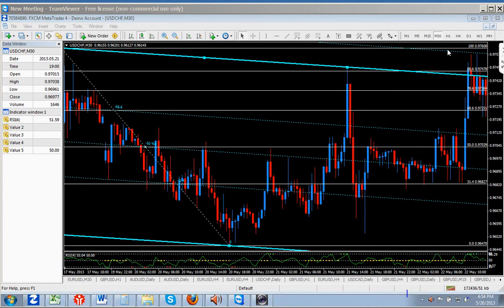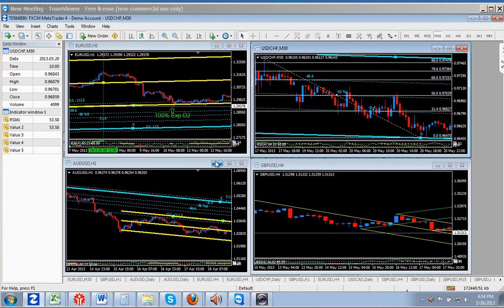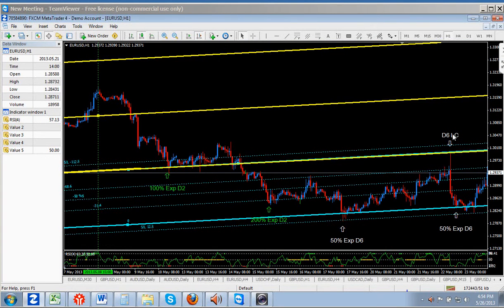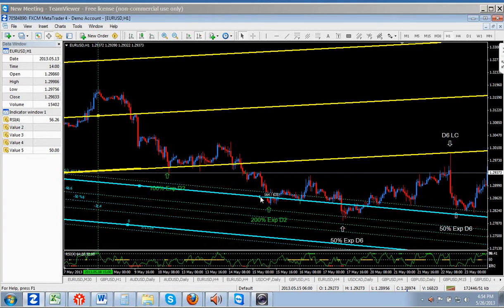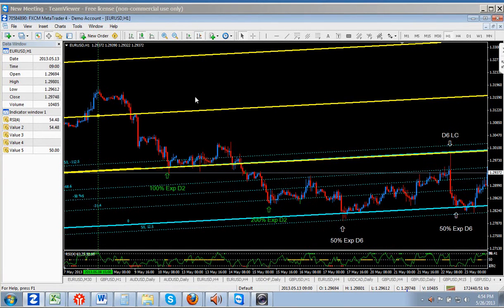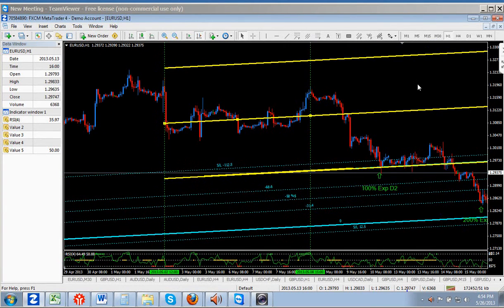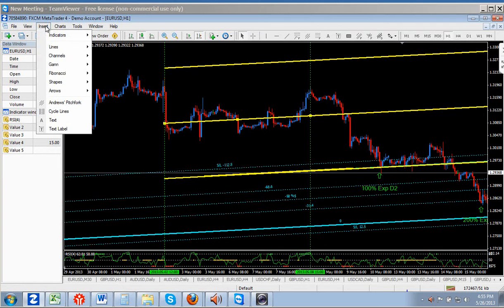Let me move to another currency, and let's pick euro dollar one. The yellow channel is actually a standard deviation channel, which is also standard on the MT4 platform. And this is the icon up there. You can find it in the same area under channels. And instead of Fibonacci, you can click on standard deviation.